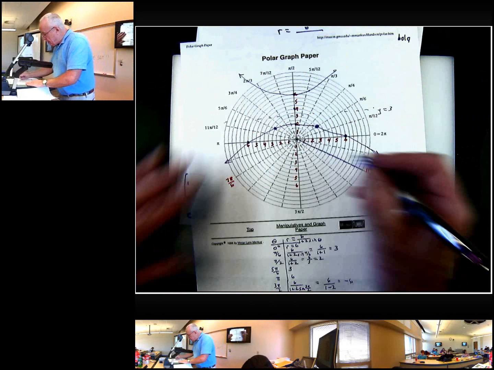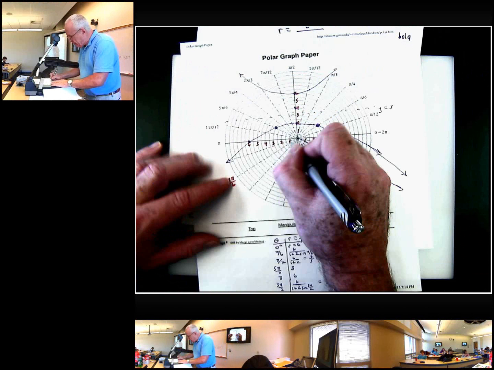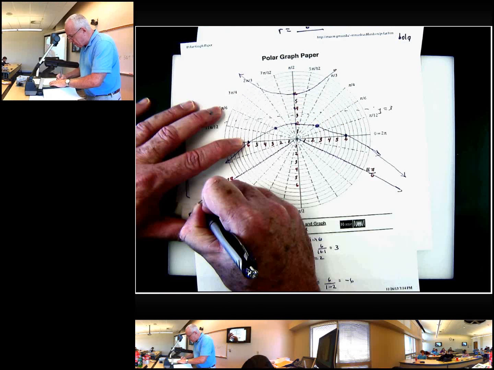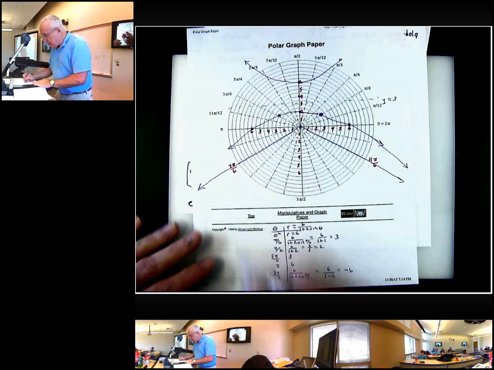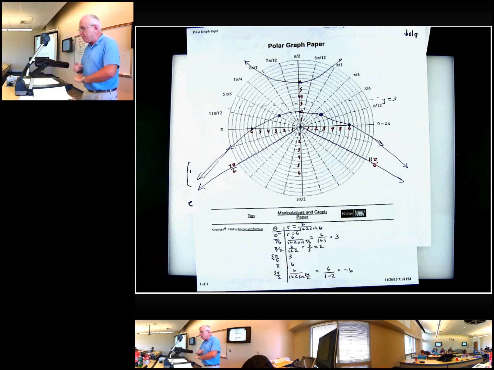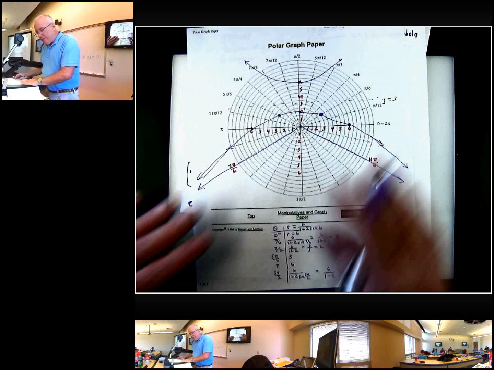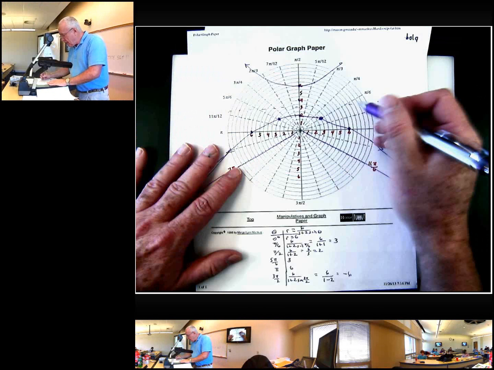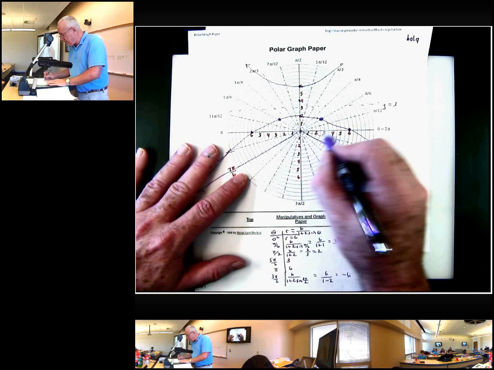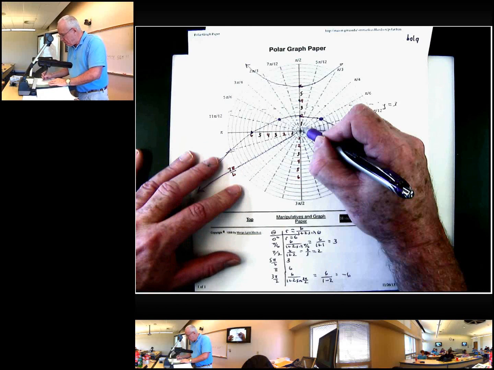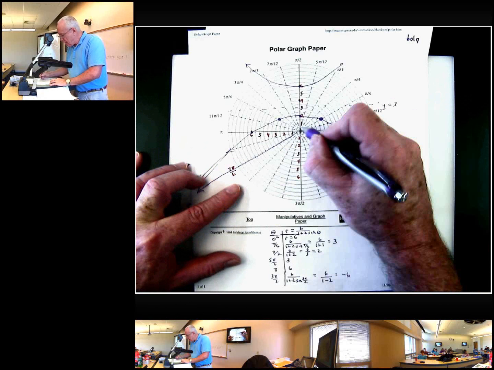In the other direction, 7 pi over 6, okay, we have the same thing happening right here also. A ray coming out that way, and again, the curve is going to keep going in that direction. And then up here, so this is from 7 pi over 2.